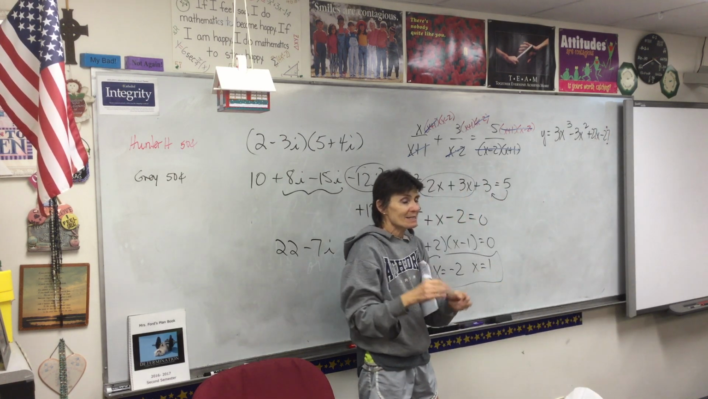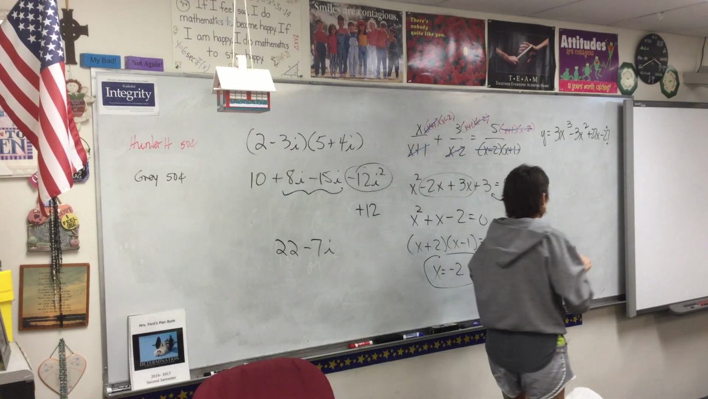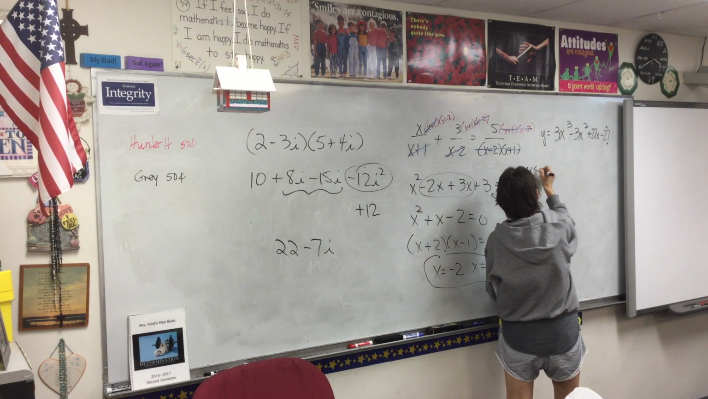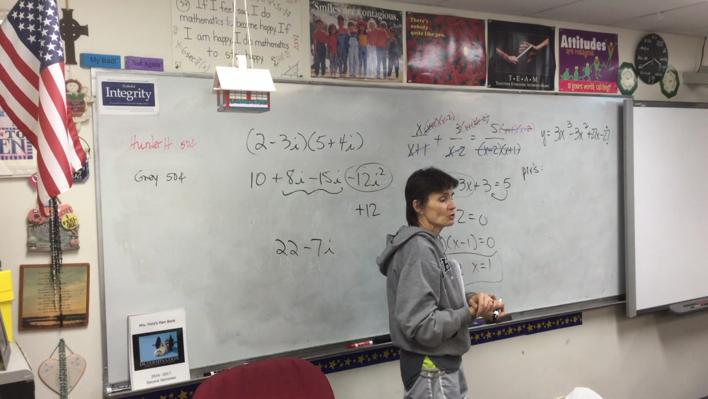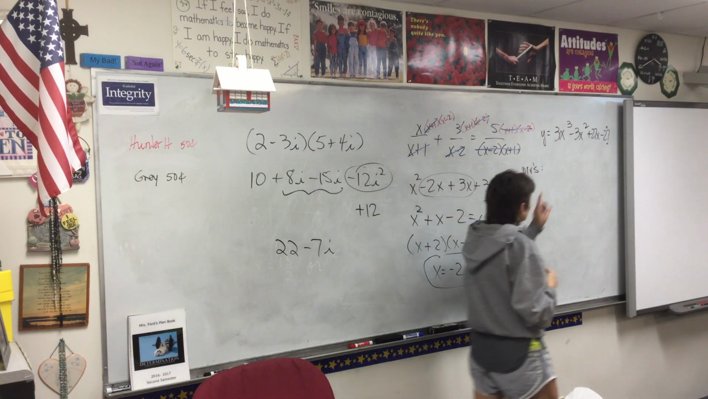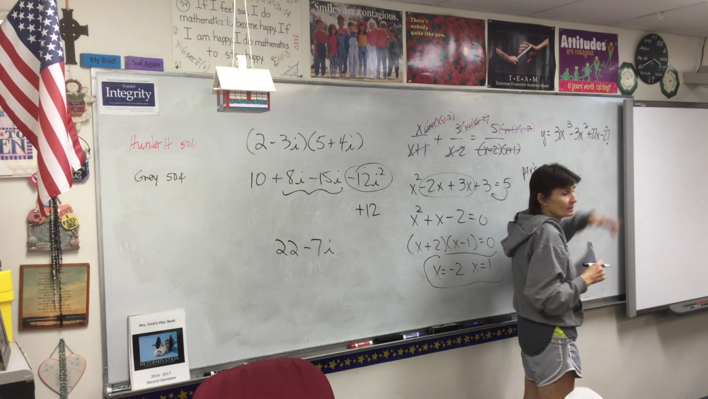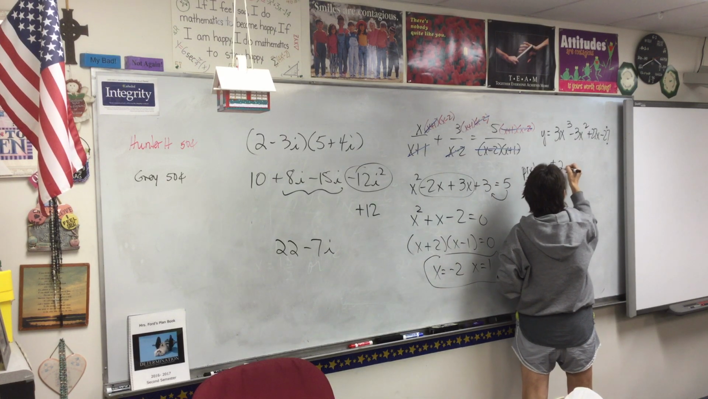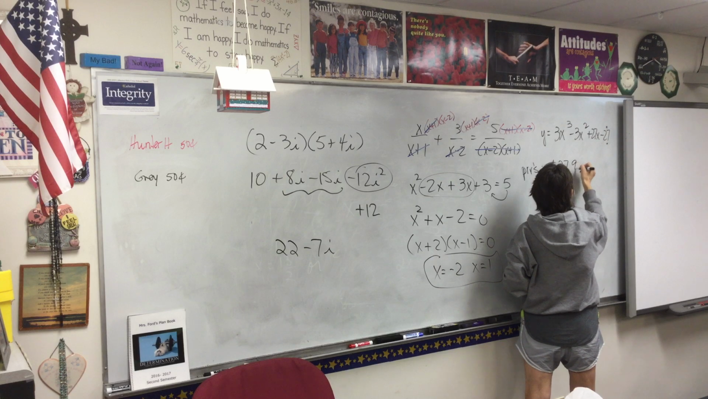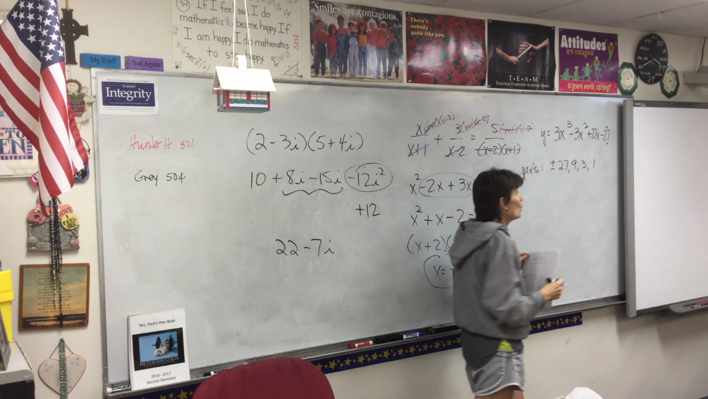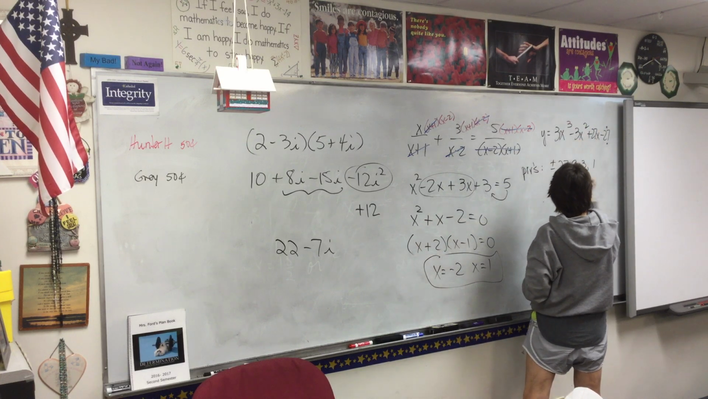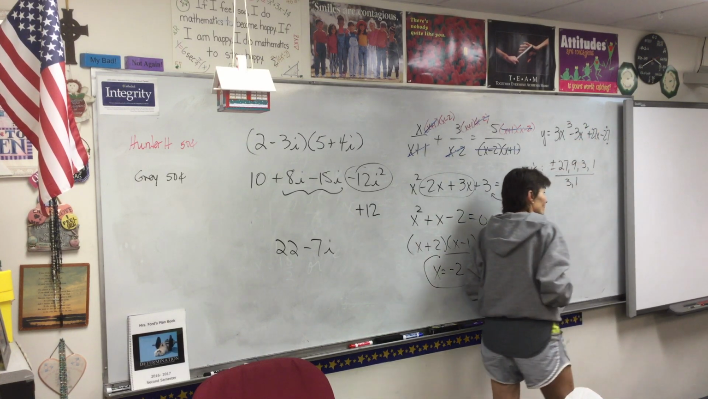List the possible rational roots. We do not need a calculator to list the possible rational roots. The possible rational roots are factors of 27: 27, 9, 3, and 1. Is that it? Yes. Over factors of 3.